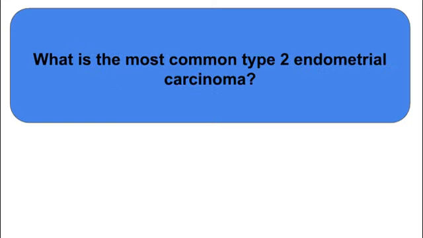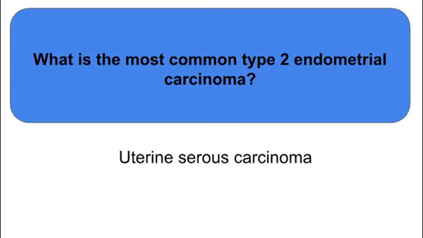What is the most common type 2 endometrial carcinoma? Type 2 endometrial carcinomas are not considered to be related to the influence of unopposed estrogen. The most common type 2 endometrial carcinoma is uterine serous carcinoma.